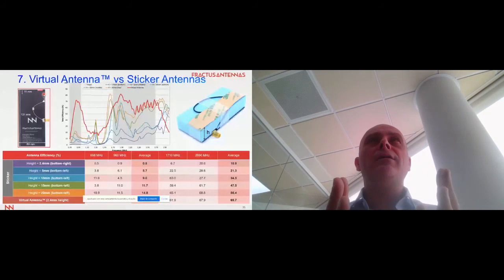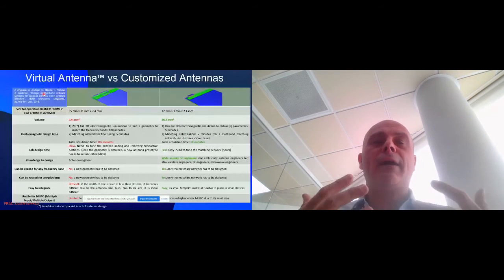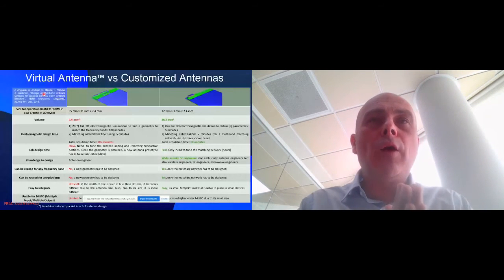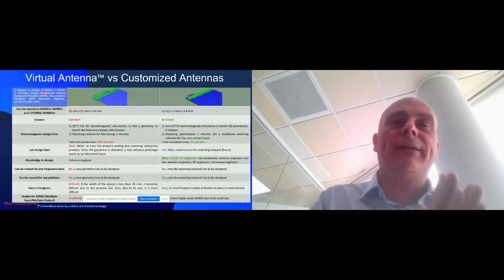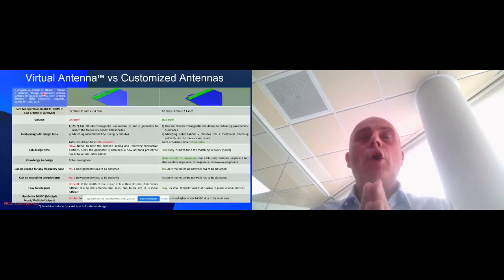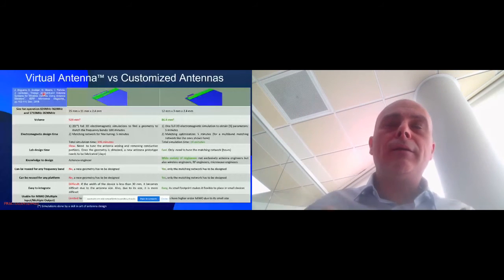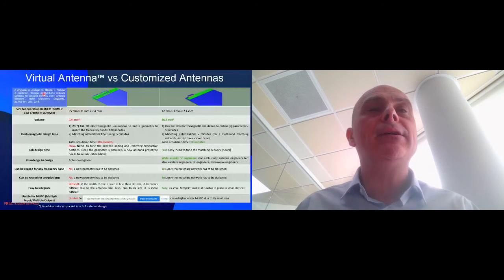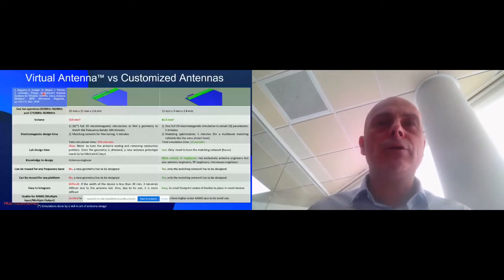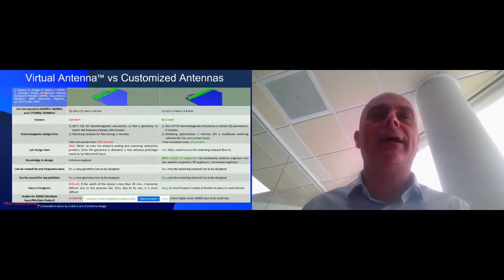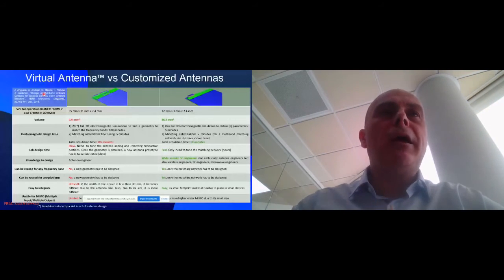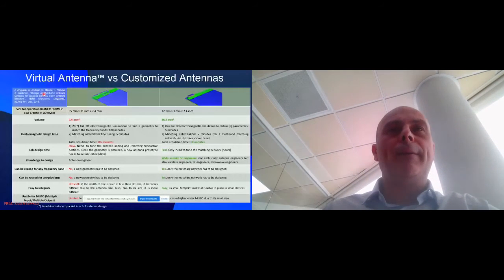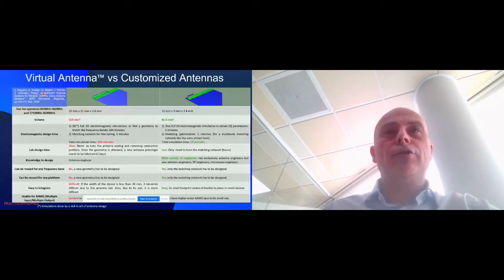So there is a way that we can do something so that we do not start from zero at every single project. And that's the reason why we invented at Fractus Antennas the virtual antenna, to avoid the pitfalls and the inconvenience of our own customized antennas. We don't want our customers to suffer the pain of customized antennas, and that's the reason why we invented the virtual antenna, to overcome the pitfalls of customized antennas.